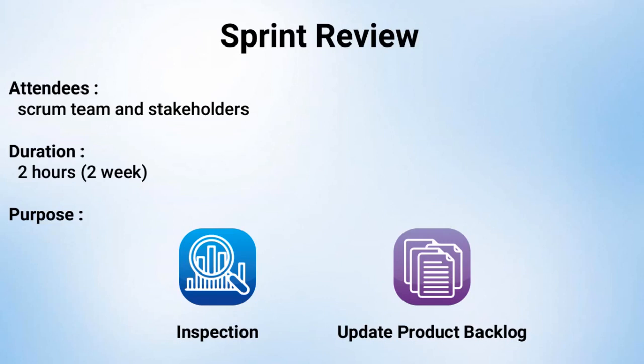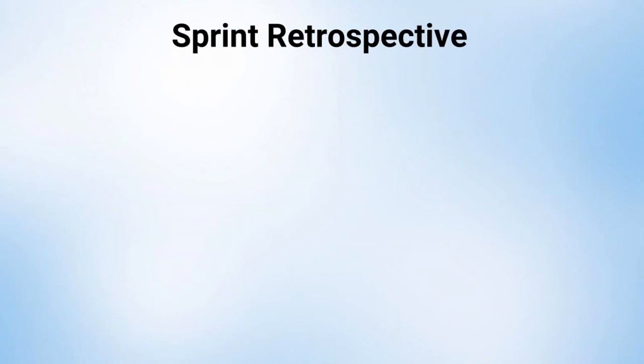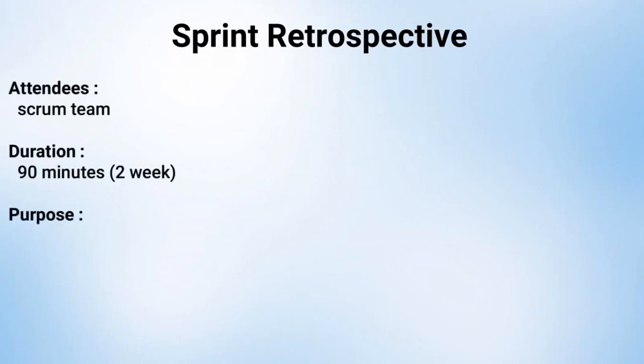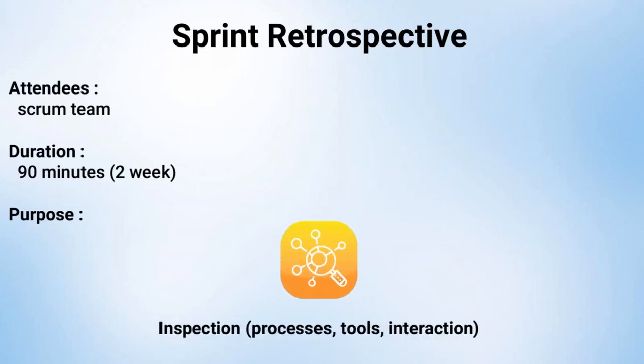And now let's discuss the last event of the sprint, which is the sprint retrospective. The Scrum team attends the retrospective. The meeting typically takes 90 minutes for a 2-week sprint. The purpose of the meeting is for the team to inspect itself, including its processes, tools, and team interaction. The retrospective is a positive meeting containing constructive feedback.